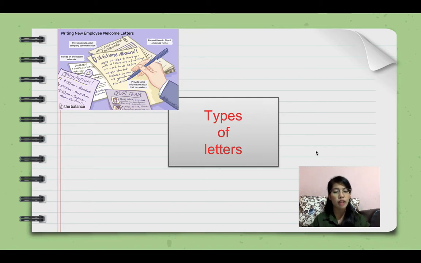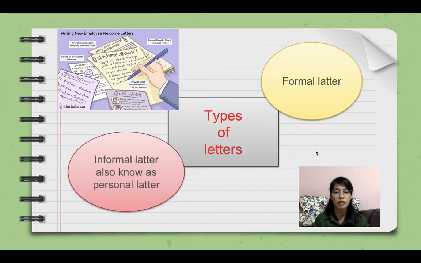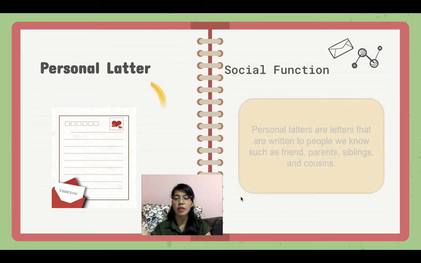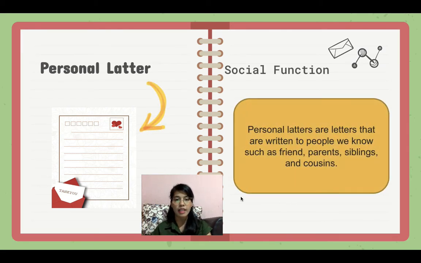There are two types of letters. The first one is formal letters and the second one is informal letters, also known as personal letters. We will discuss personal letters, and here's the template you can see. The social function of personal letters: they are letters written to people we know, such as friends, parents, siblings, and cousins.